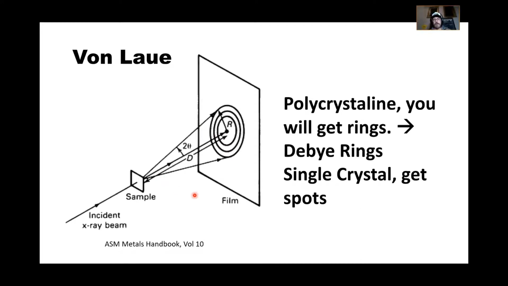For Laue diffraction, if it's polycrystalline, you're going to get rings, and these rings are called Debye rings. If you're looking at a single crystal, you're just going to get spots. Polycrystallinity is signified by rings on diffraction patterns. Later on, when we talk about electron diffraction patterns, these ring patterns are a key that you've gone through dynamic recrystallization. We'll talk about that a little bit more. Again, by convention, it's 2 theta.